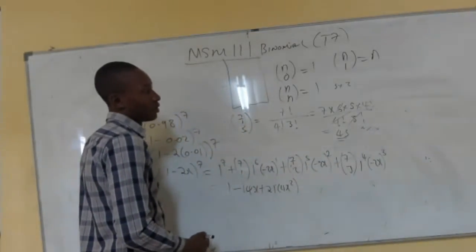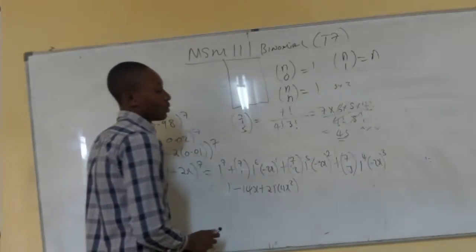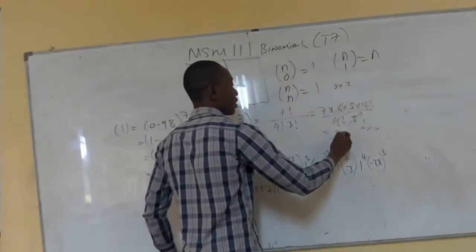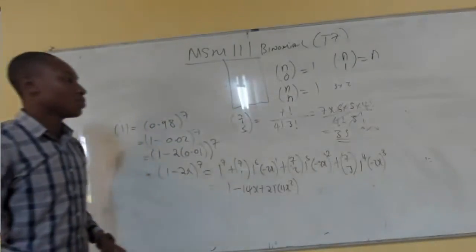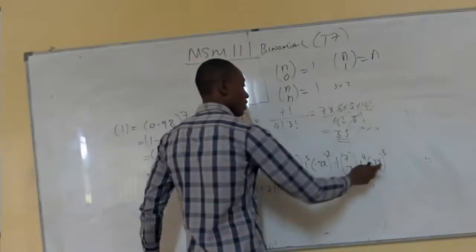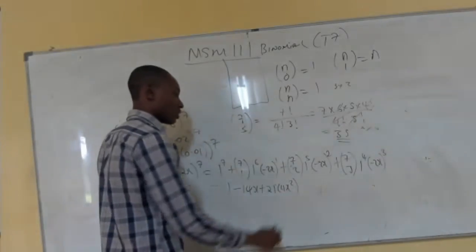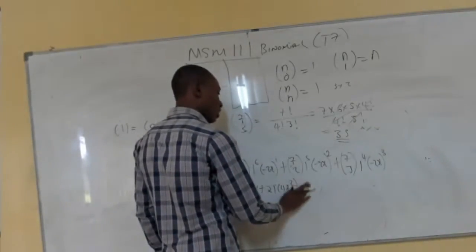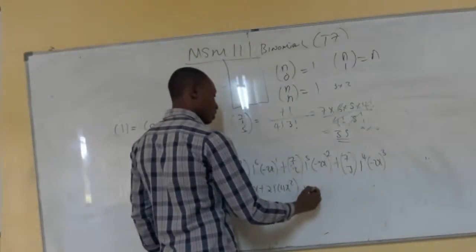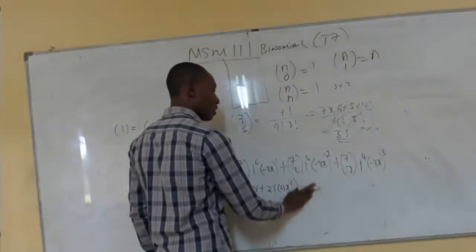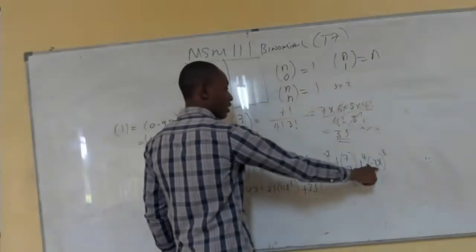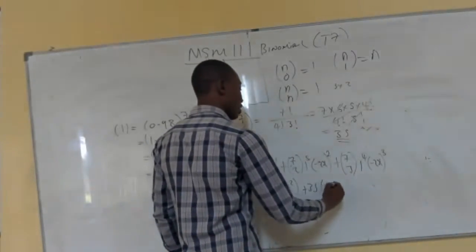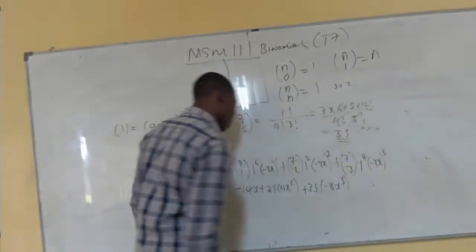No, 7 times 5 is 35. Okay? So 7 times 5 is 35. So we have negative 2 to the power 3, which is negative 8. So we'll say plus 35 times negative 8 x to the power 3.